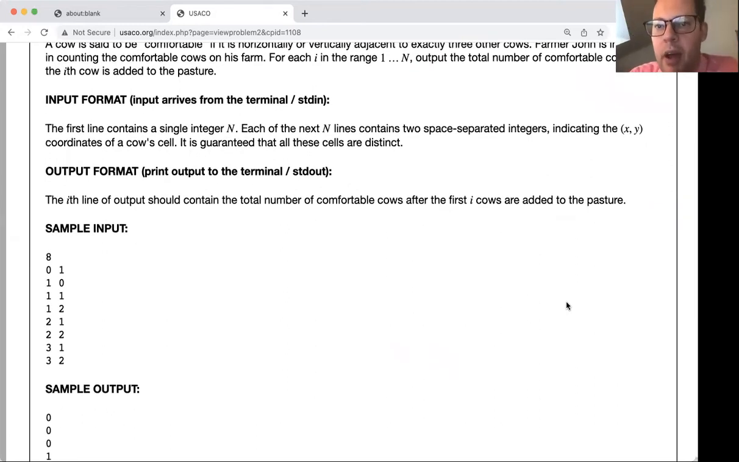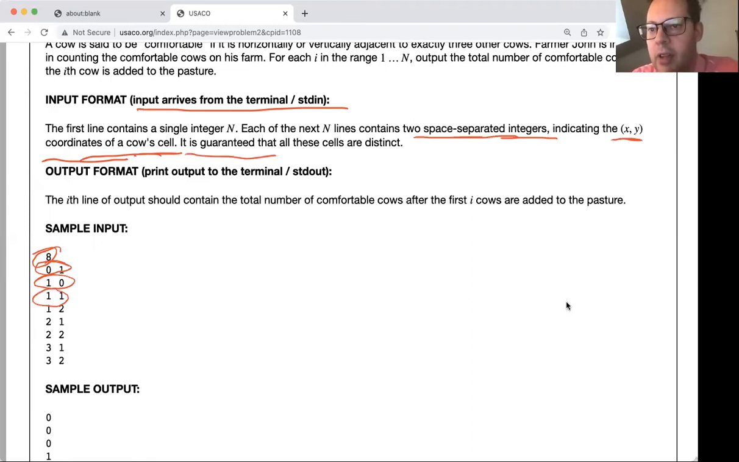Input format. Input arrives from the terminal, so just typed into the console. The first line contains a single integer N. Each of the next N lines contains 2 space-separated integers, indicating the x and y coordinates of a cow's cell. So that's a cow, that's a cow, that's a cow. It is guaranteed that these cells are distinct.